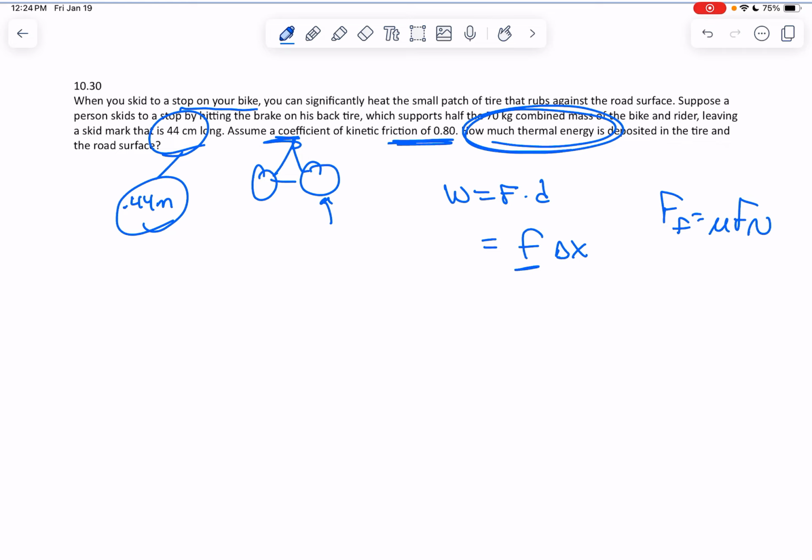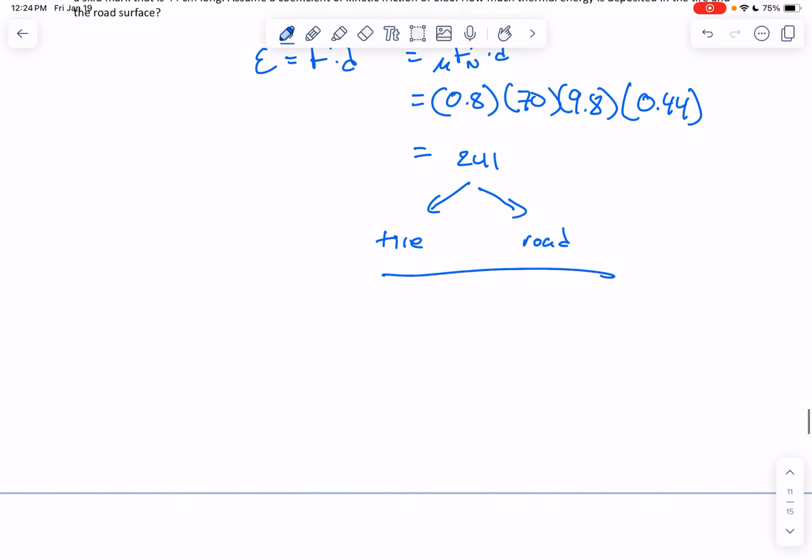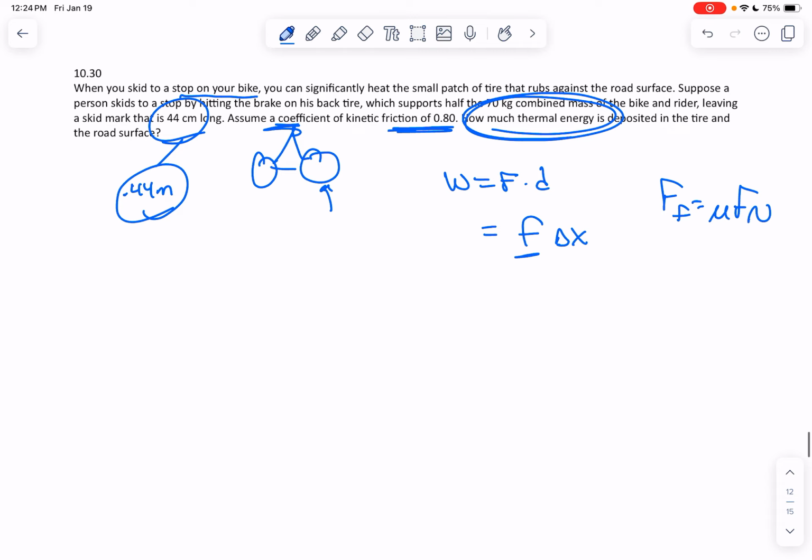Suppose this person skids. Yeah, so you'll say he weighs 70. There it is. So you'd say this equals mu times the normal force, which will be mg, and then delta x.